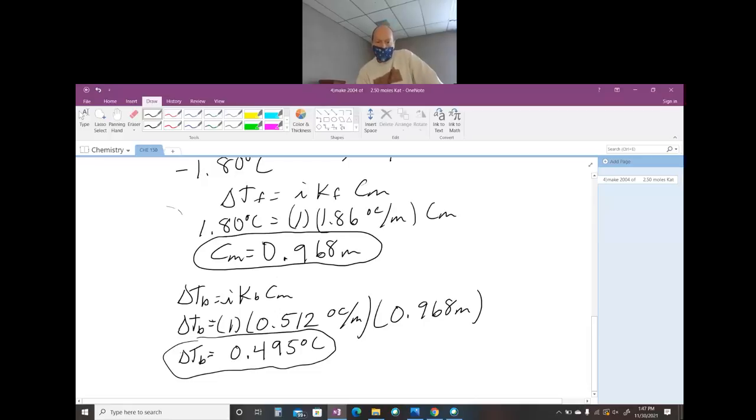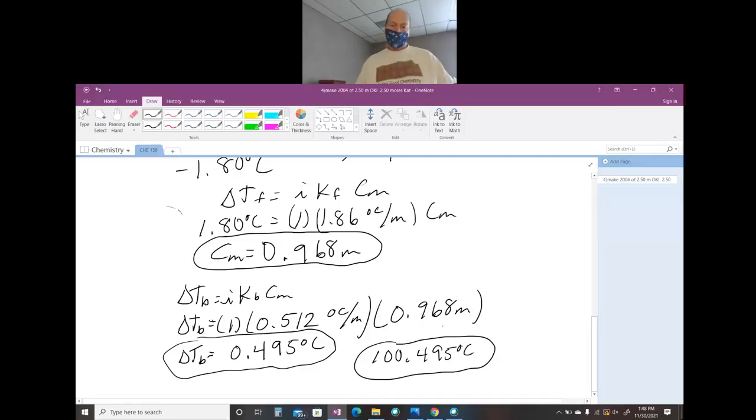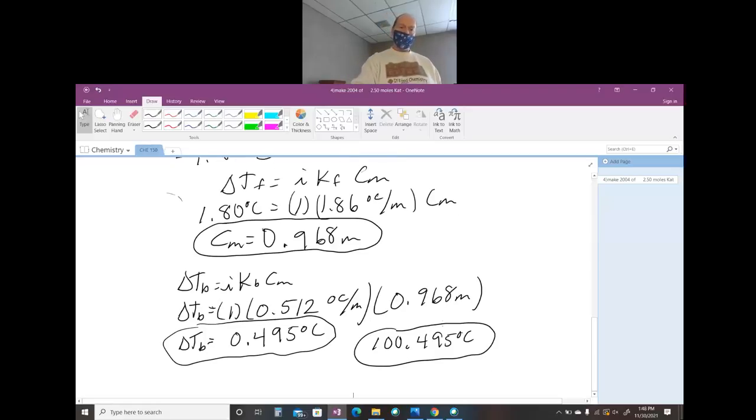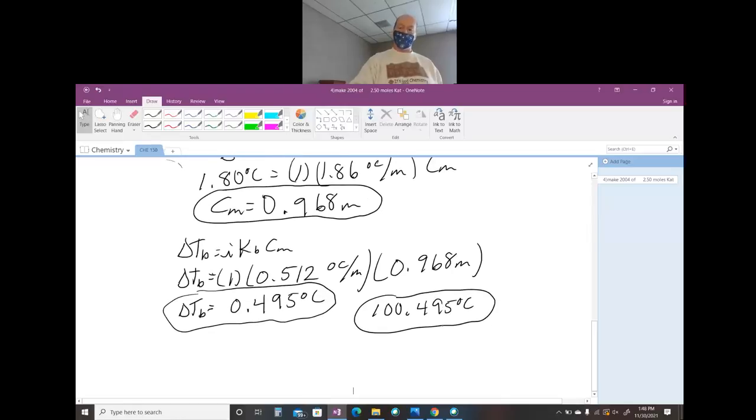All right, but it didn't ask for the freezing point depression or the boiling point elevation. It asked for the boiling point. So the boiling point is not 0.495. That's how much it went up. It's water. Water has a boiling point of 100. And so it went up by 0.495 degrees Celsius. And so the boiling point of this solution is 100.495 degrees Celsius. So make sure you're answering the question. If they ask for the boiling point, it's 100.495. If they're asking for the boiling point elevation, it is 0.495.